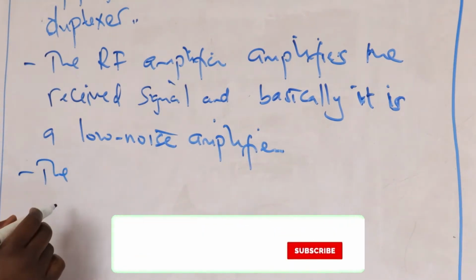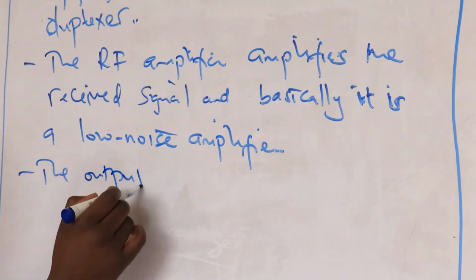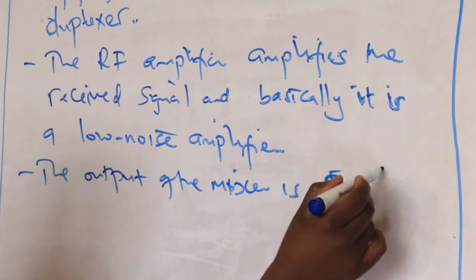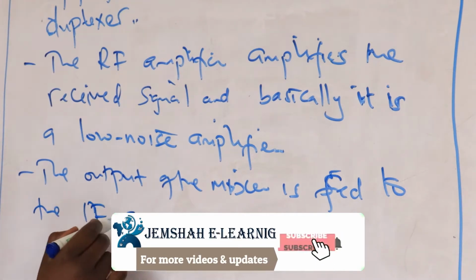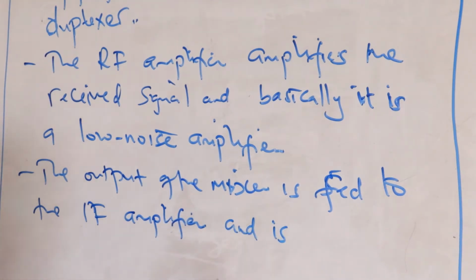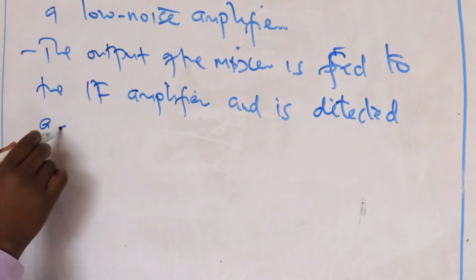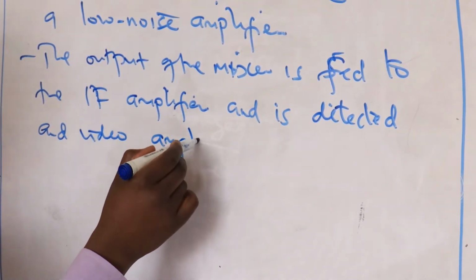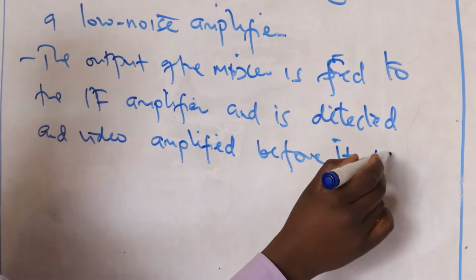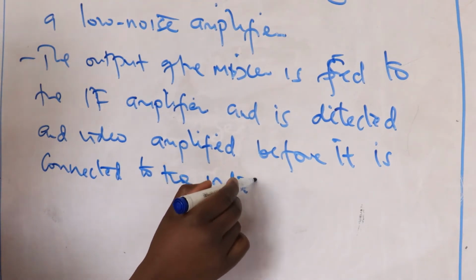The output of the mixer is fed to the IF amplifier, and is detected and video amplified before it is connected to the indicator.